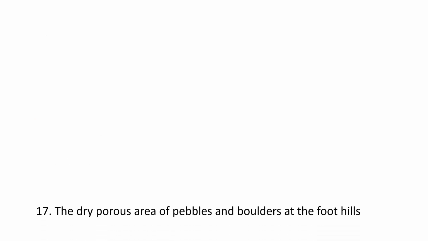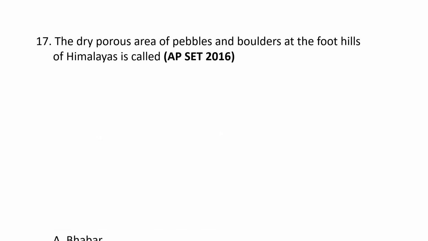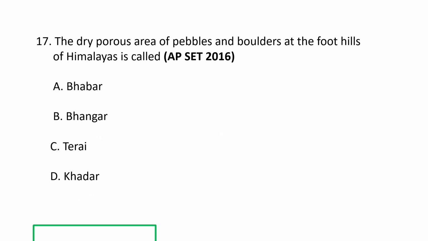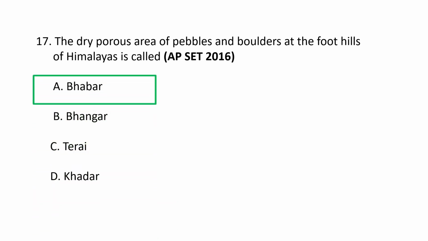Next question. The dry porous area of pebbles and boulders at the foothills of Himalayas is called A. Bhabar, B. Bhangar, C. Tarai, D. Khadar. The dry porous area of pebbles and boulders at the foothills of Himalayas is called Bhabar.